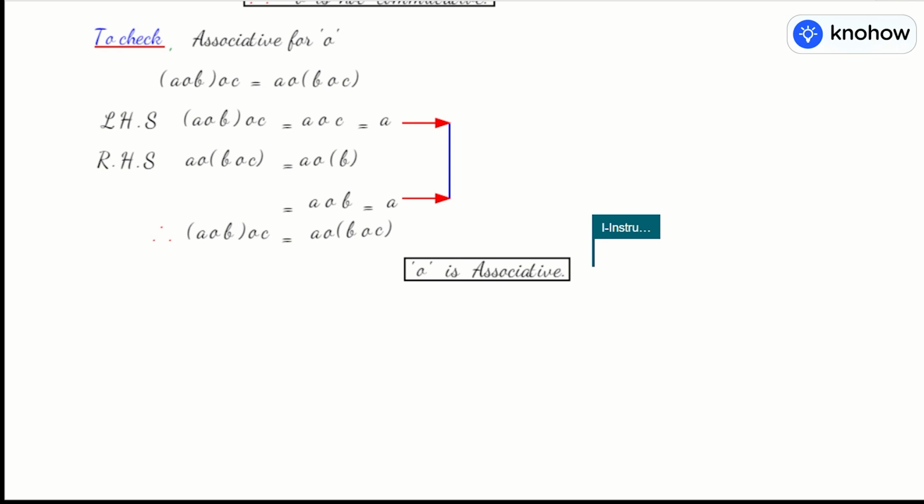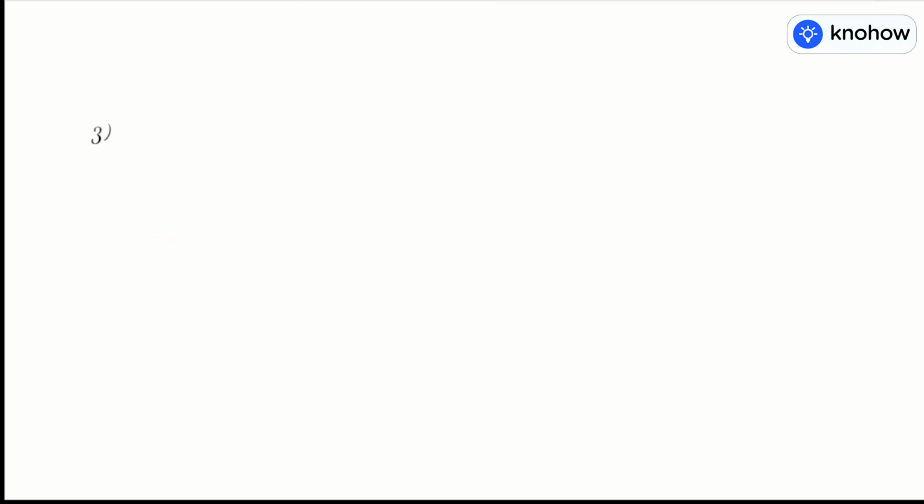And now in the third part we have to prove that star distributes O. What do you mean by this? That is, A star (BOC) is the same as (A star B) O (A star C). Shall I give you a simple example for this?